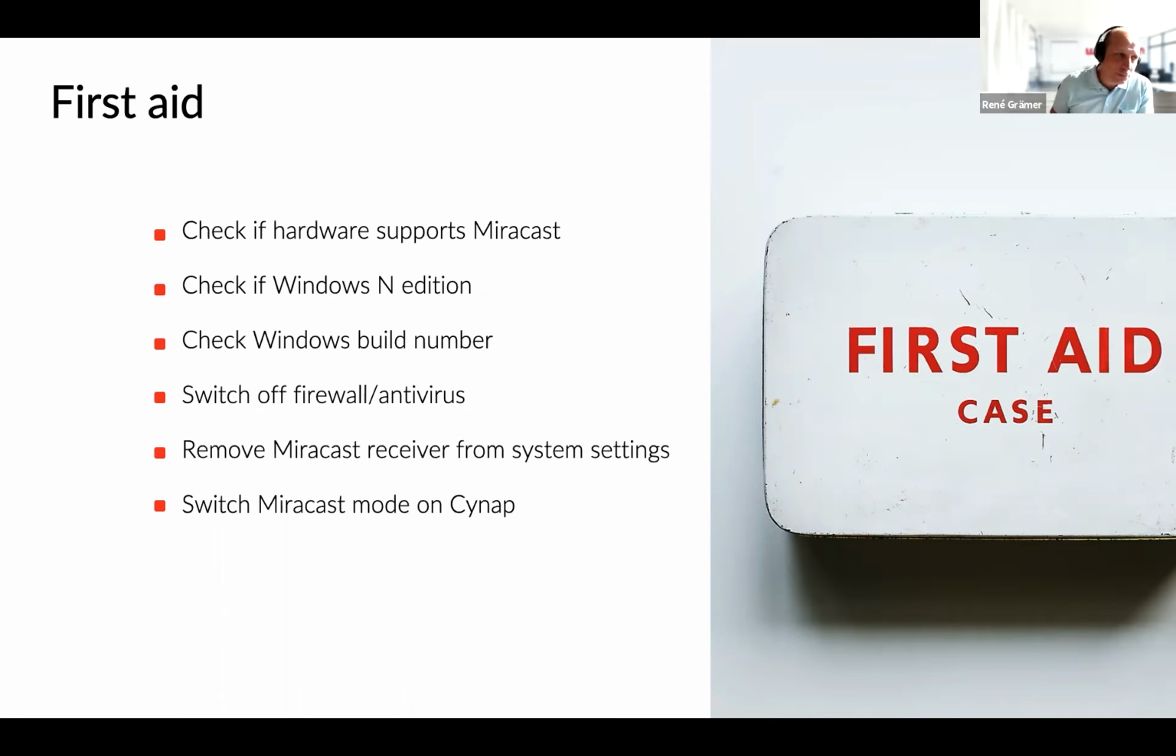Check your Windows build number, switch off firewall and antivirus. If it used to work and you did a lot of configuration on Cynap, maybe some of the entries have been cached in the settings of your Windows PC or laptop. Just go into the settings where you can see the Bluetooth and Miracast receivers. Remove the entry, restart the system, and then you should be good to go.